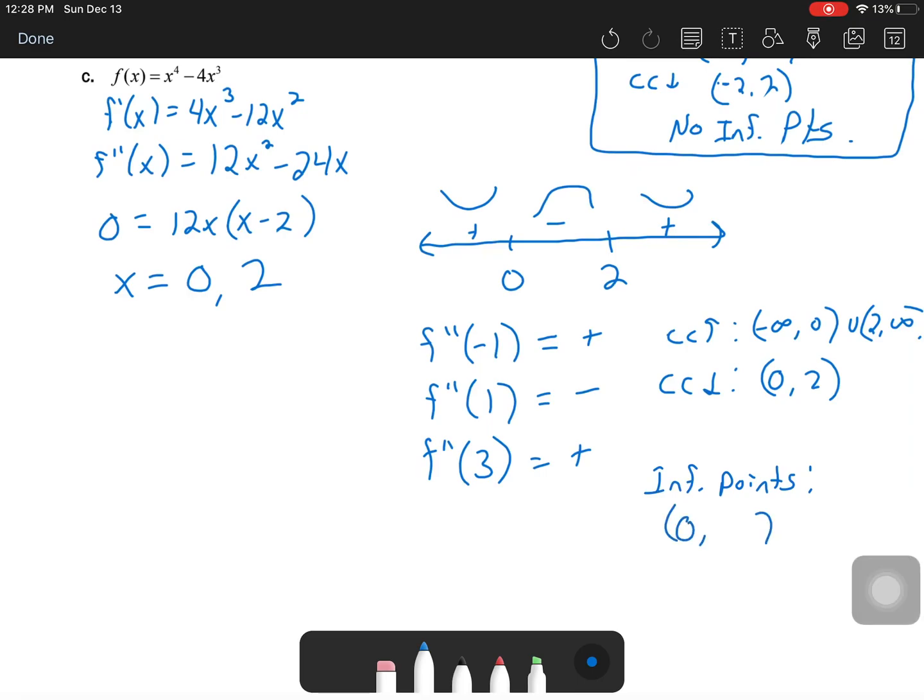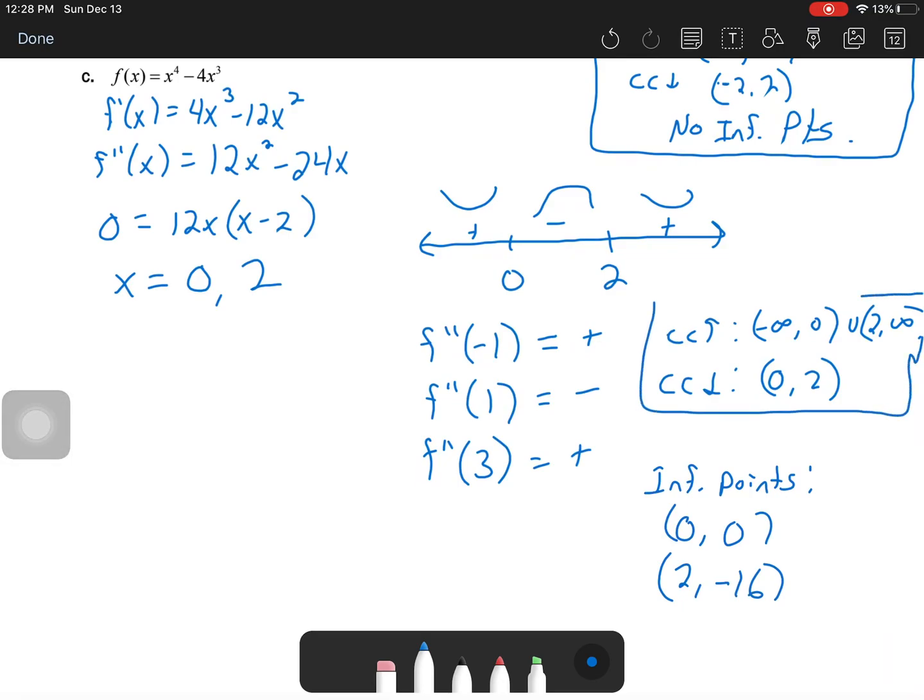So for 0, let's find our y coordinate. If we put in 0, we get 0, so that's pretty easy. And if we put a 2 into the original function, that's 2 to the 4th power, which is 16, and 2 cubed is 8, times 4 is 32. 16 minus 32 is -16 for the y coordinate of that one. So there we have all of the information that we need.